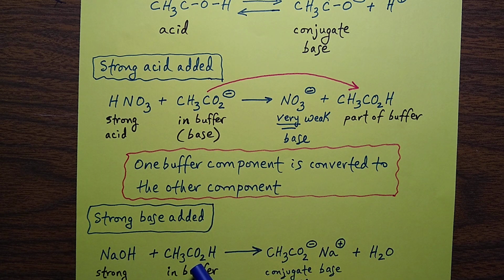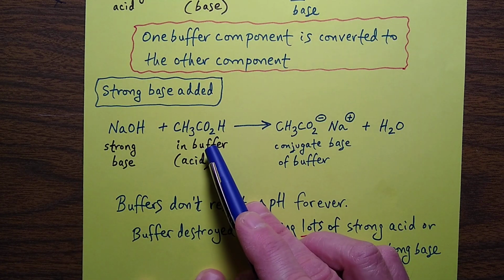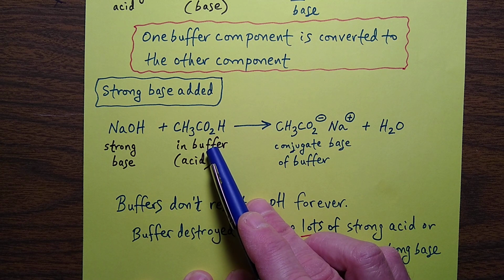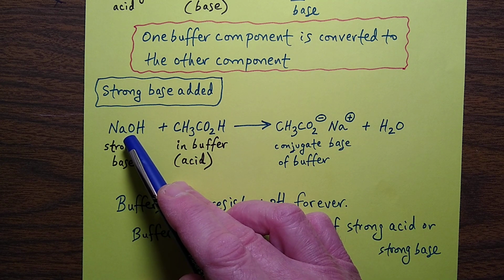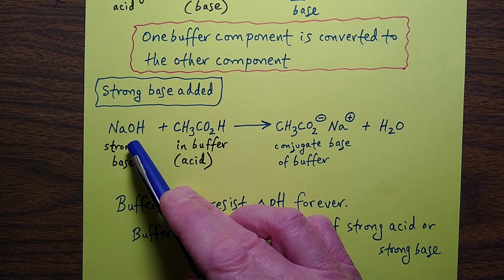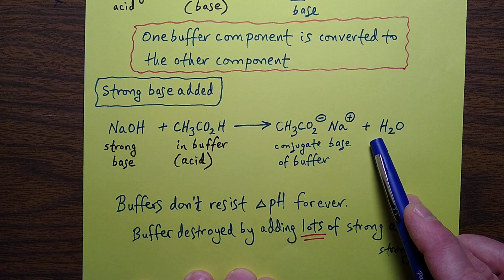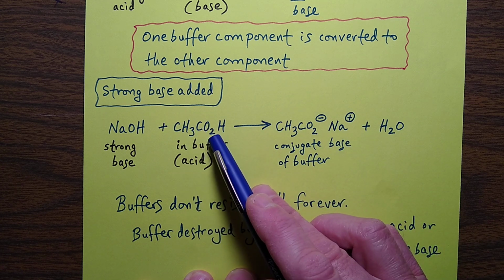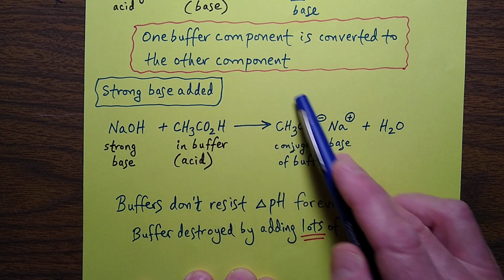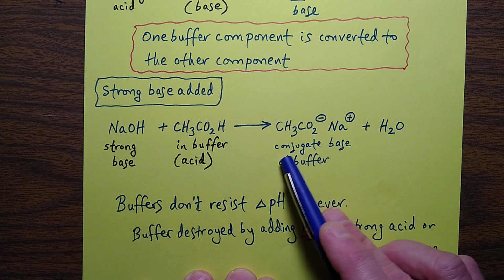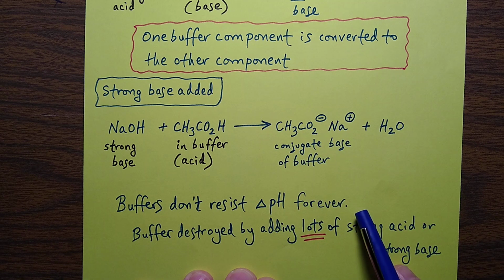If you add base to this mixture, all that happens is instead of the conjugate base of the weak acid taking care of the added acid, you have the acetic acid itself reacting with any added hydroxide ion, strong base. OH reacts with a proton here to make a water molecule, and once this loses a proton, it's converted into its conjugate base. So you get sodium acetate and water.